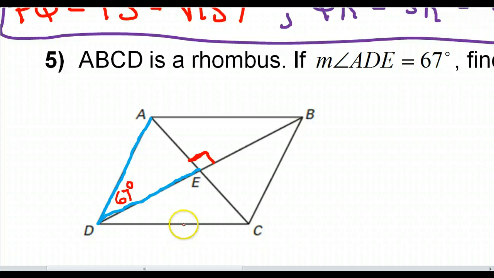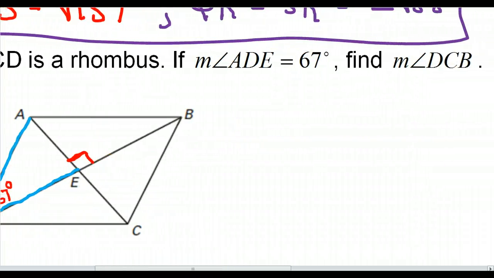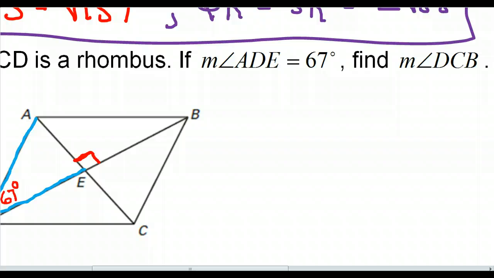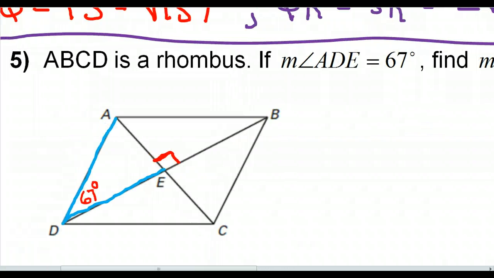Now, before I do anything else, maybe I'll just see what I'm supposed to find. I'm supposed to find angle DCB. Okay, angle DCB is this angle over here. So let's go ahead and do the symmetry first.